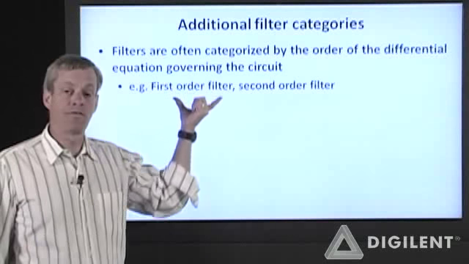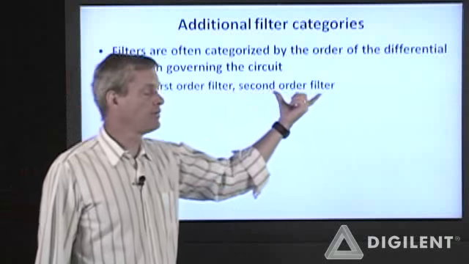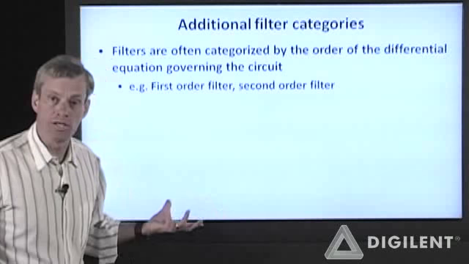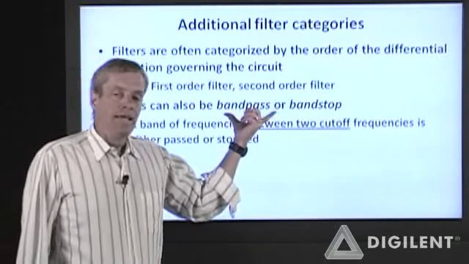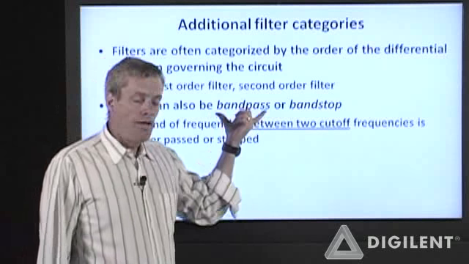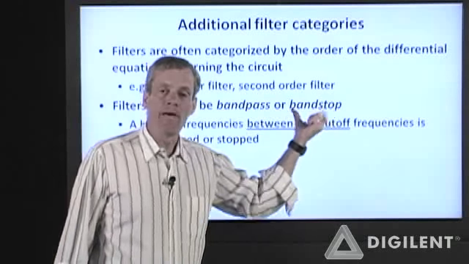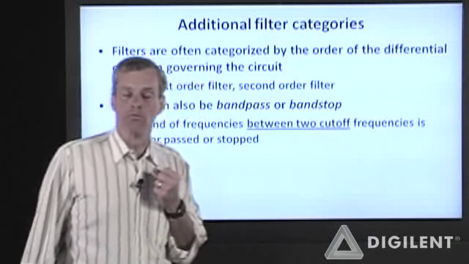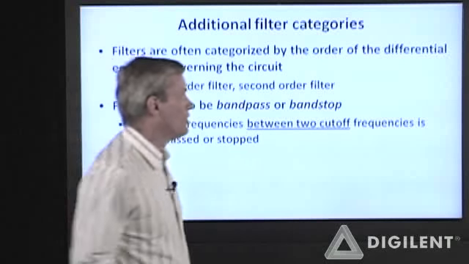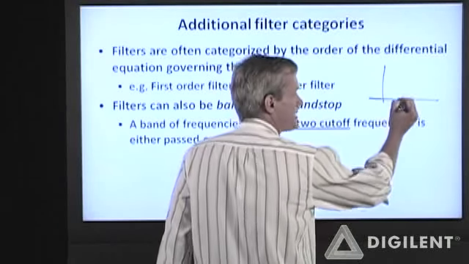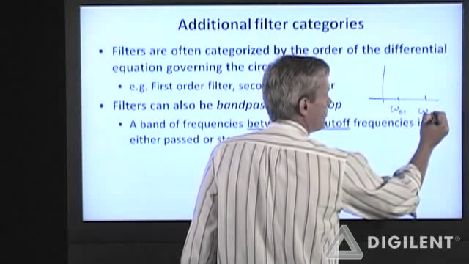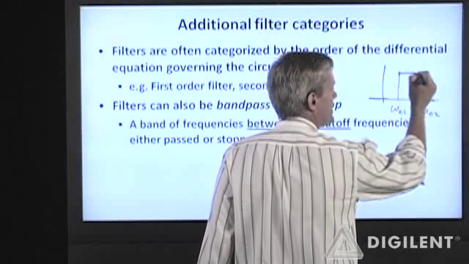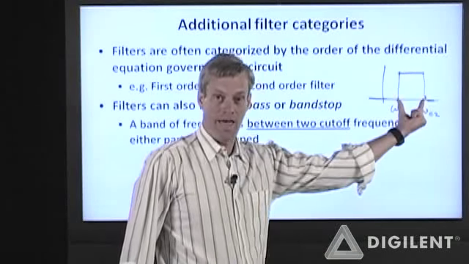The same kind of classification is appropriate for filters. If I have a first order filter, that means that the circuit is first order. If I have a second order filter, that means that I have two energy storage elements in the filter. It's a second order differential equation governing it. In addition to low-pass and high-pass filters, other common filters are band-pass filters and band-stop filters. Essentially what these do is they have two cutoff frequencies. So if you look at the frequency response of, say, a band-pass filter, you'll have an omega C1 and an omega C2. It will stop things outside of that band, and it will pass everything through within that band.